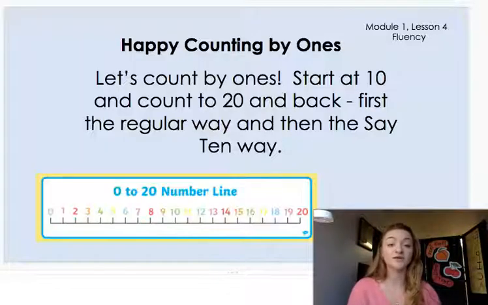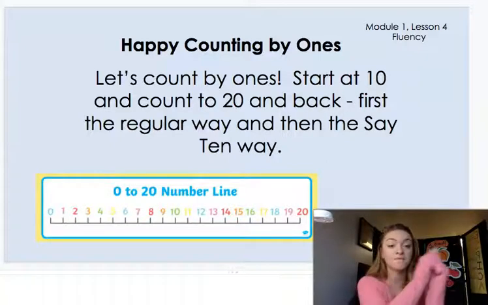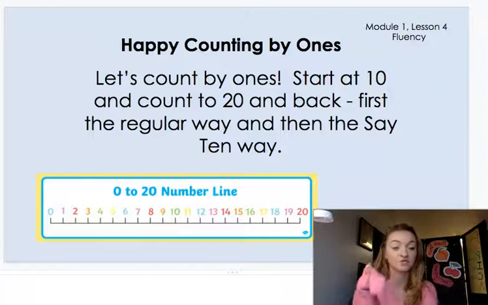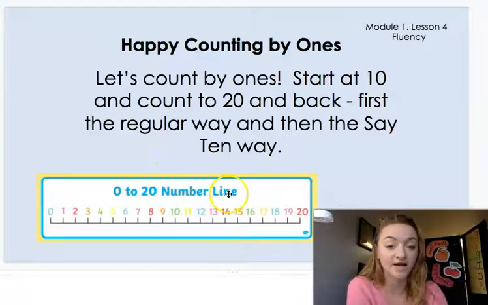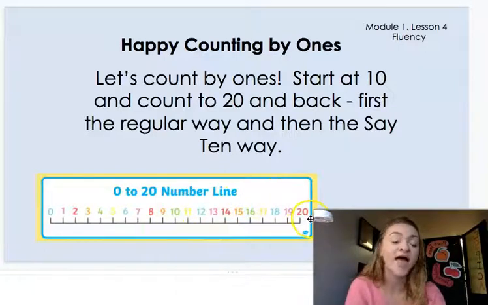So here we're going to start counting on by ones. We're going to be counting up and we're going to be counting down. So I have a number line right here to help us, and we're going to start at 10 and we're going to count together. You can count with me, count with Miss Inez, and we're going to go all the way to 20, and then we're going to count back. And we're going to start the regular way, okay? So let's do that right now.